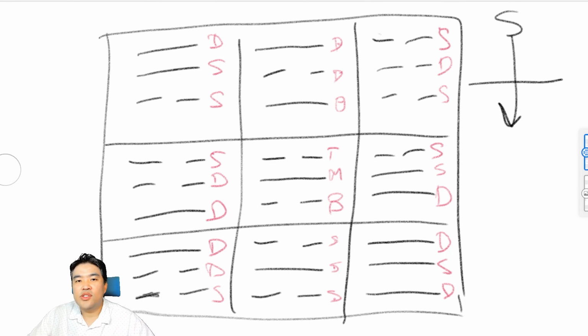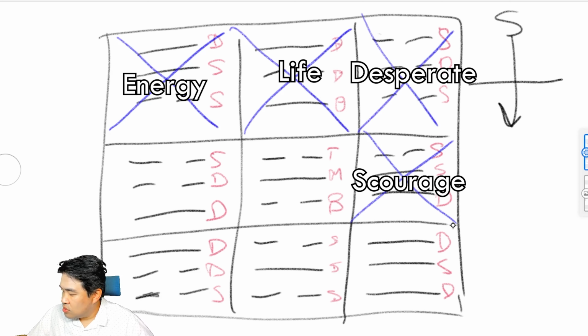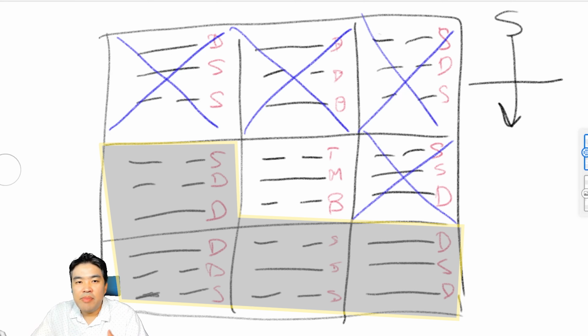Now that we found all 9 sectors, what do they all mean? Let's take a look again. In terms of Feng Shui, you can pretty much ignore energy, life, desperate, and scourge. They're what we call average spots, meaning nothing too good or too bad for us to worry about. It's just going to be a waste of energy to do something about these sectors. So I usually recommend people focus on these other 4 sectors that are more severe and impactful to your life.